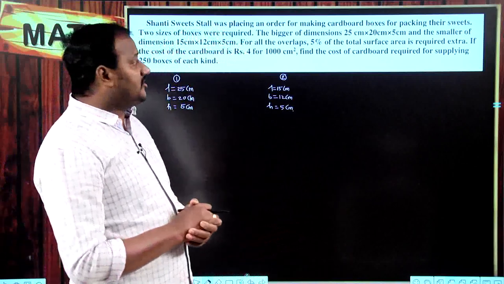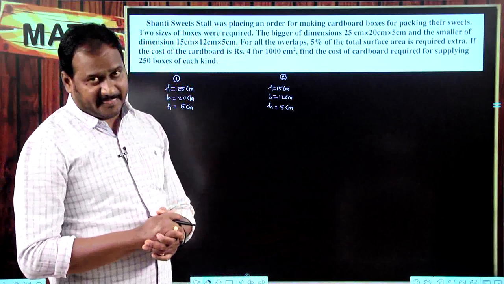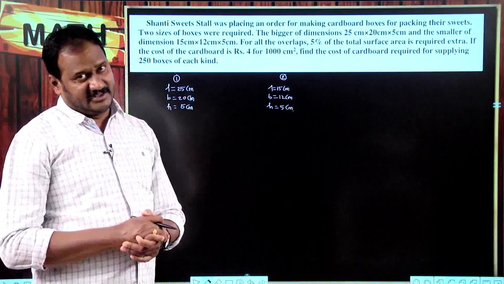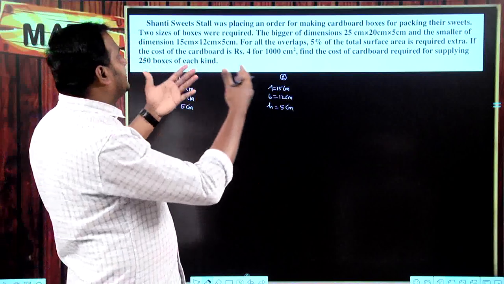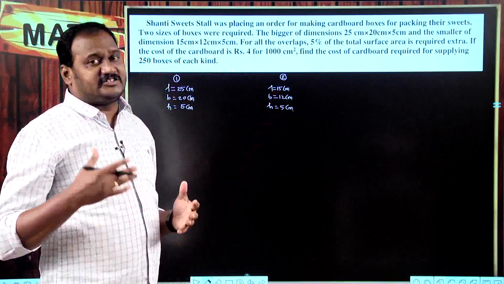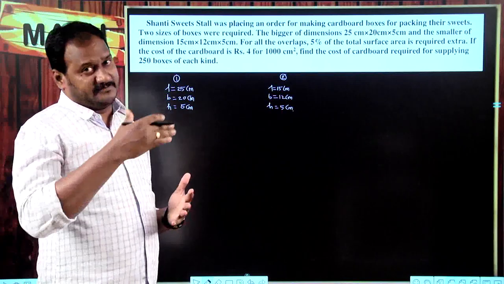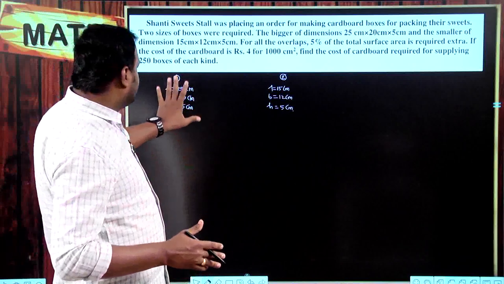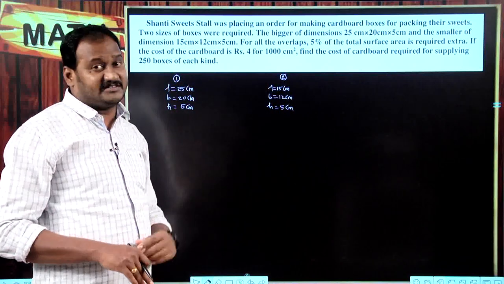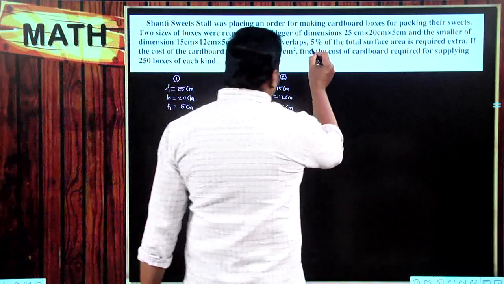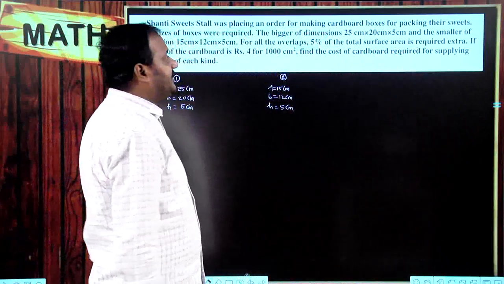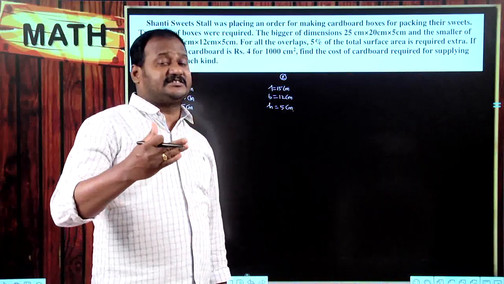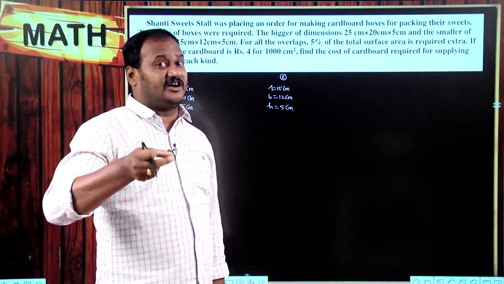Now, what do we have to start with? We have to understand how much cardboard is required for making the box. When you are talking about a box, it has to be completely covered. It means the total surface area has to be found. So, you will have to find the total surface area of the first kind of box as well as the second kind of box. And one more piece of information is given here: 5% of the total surface area is required extra. Required extra means that 5% is extra for overlapping, so that cardboard is also required.